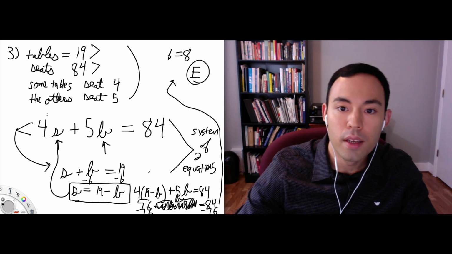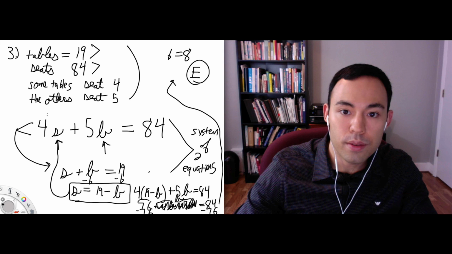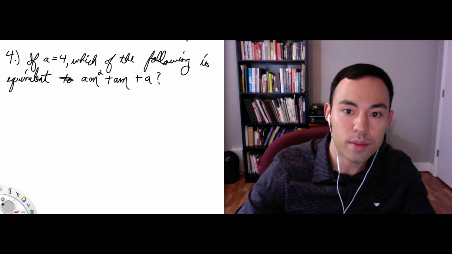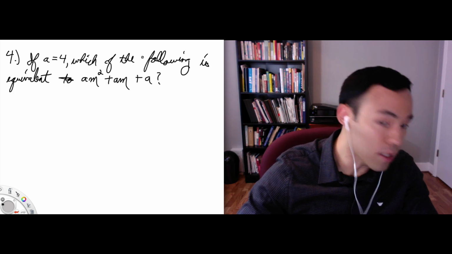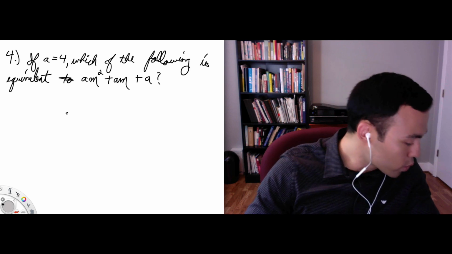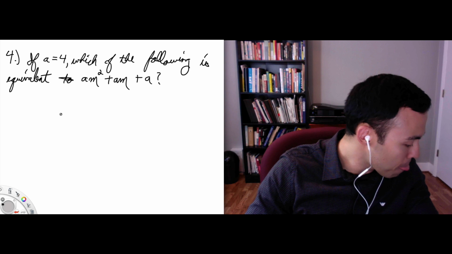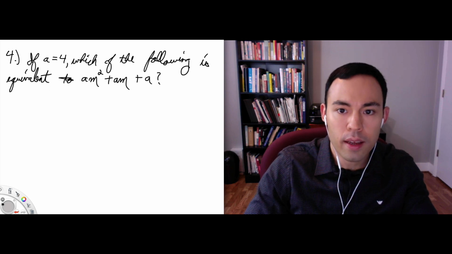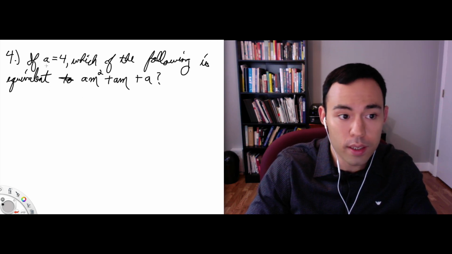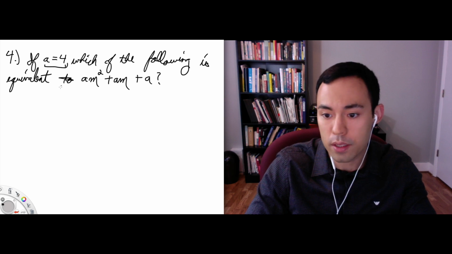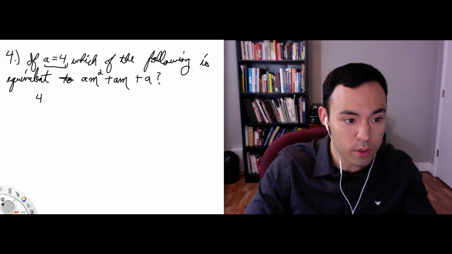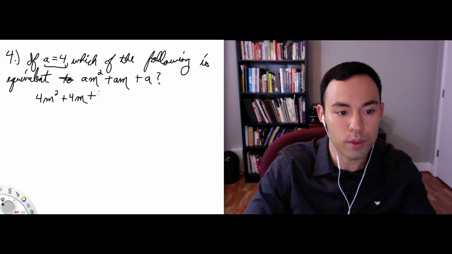All right, so let's go on to the next one. Number 4, if a equals 4, which of the following is equivalent to am squared plus am plus a? So let's go ahead and actually plug in the information they're giving us. So we're going to have 4m squared plus 4m plus 4.